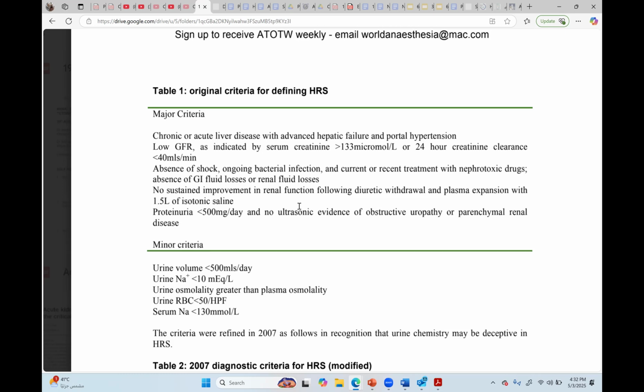Absence of shock, ongoing bacterial infection, and current or recent treatment with nephrotoxic drugs. Absence of GI fluid losses or renal fluid losses. You have to rule out any renal pathology, anything which is damaging the kidneys directly. No sustained improvement in renal function following diuretic withdrawal and plasma expansion with 1.5 liter of isotonic fluid. Like the patient is not responding to fluid, not responding to cessation of possible diuretics as well as any possible nephrotoxic medication. Okay, and proteinuria less than 500, and no ultrasonic evidence of obstructive uropathy or parenchymal renal disease.